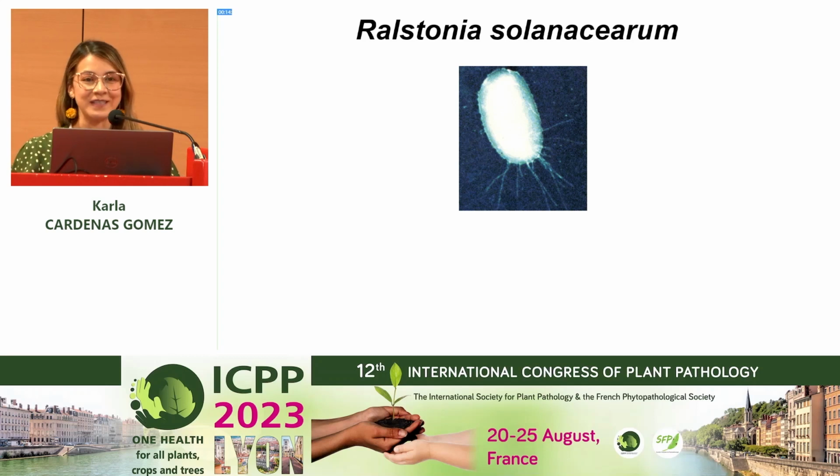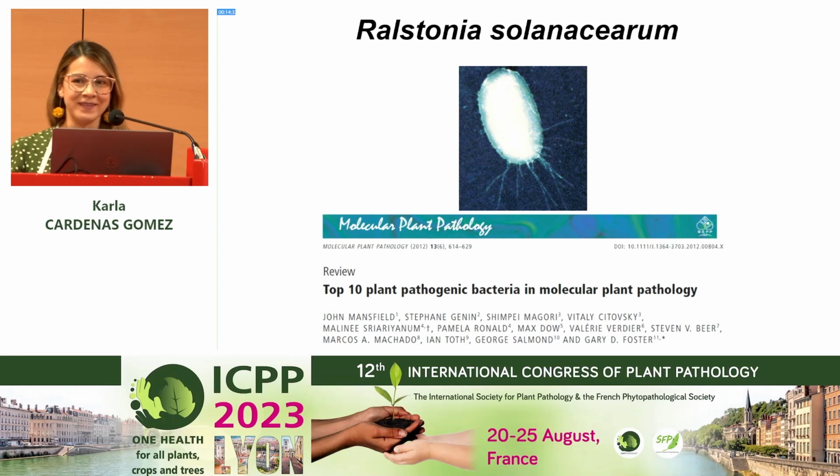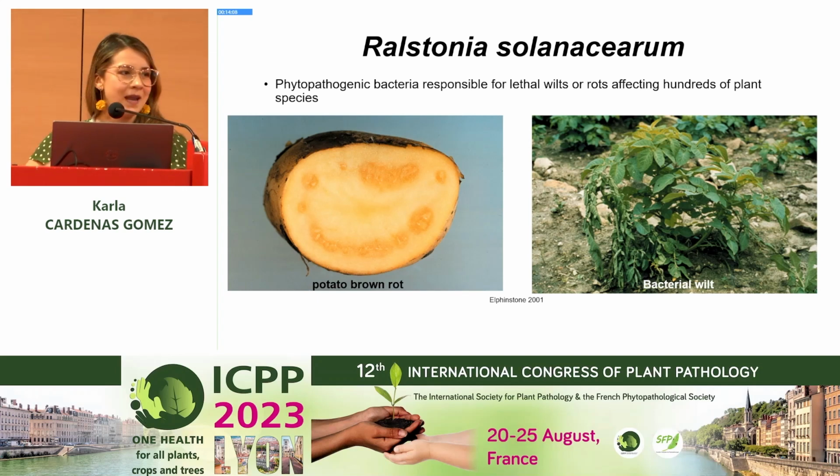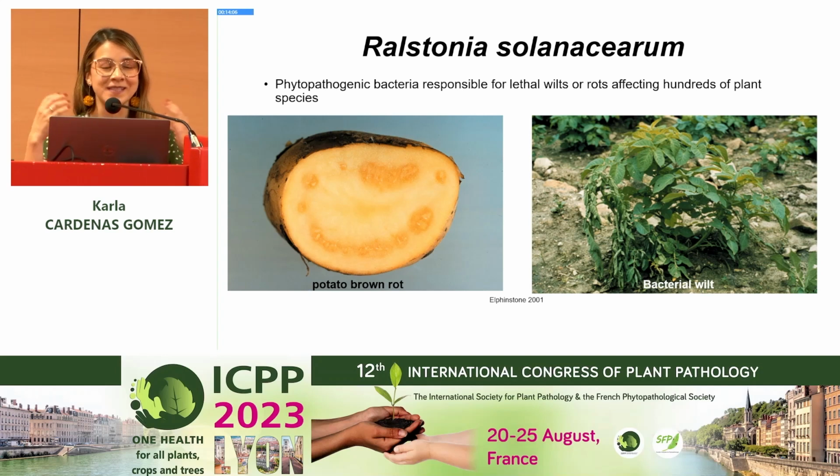That is Ralstonia solanacearum. This image is interesting to me because it comes from a paper with a top 10 of the most dangerous bacterial plant pathogens in the world, and in the top 2, Ralstonia is there. The reason is that Ralstonia has a wide host range. Around 300 species of plants are affected: tomato, bananas, tobacco, peppers. So it's very important in agriculture, and it causes wilts and rots.